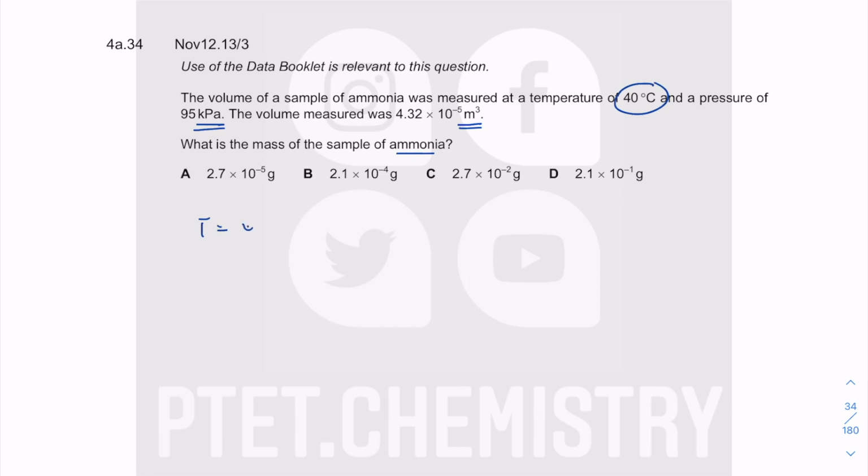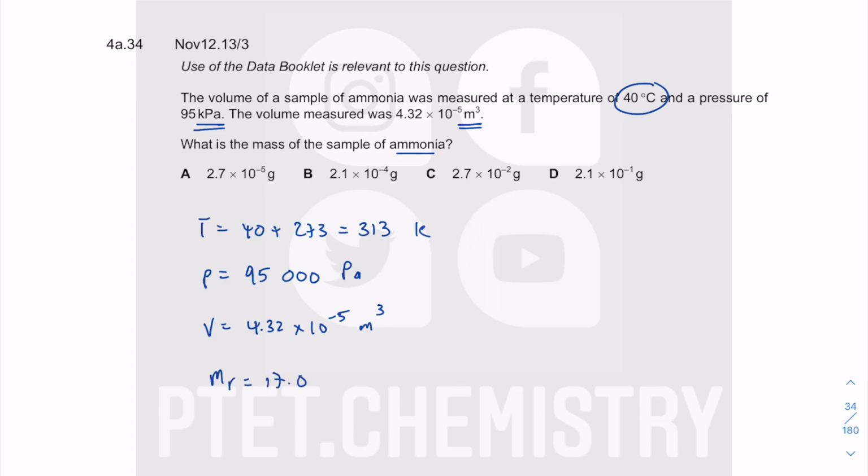So the temperature converted to Kelvin, just add 273, and I get 313 Kelvin. The pressure converted to Pascal, I just multiply by 1000 and I get Pascal. So it's important that we write the unit on the value that we put down, because it's very easy to get confused.